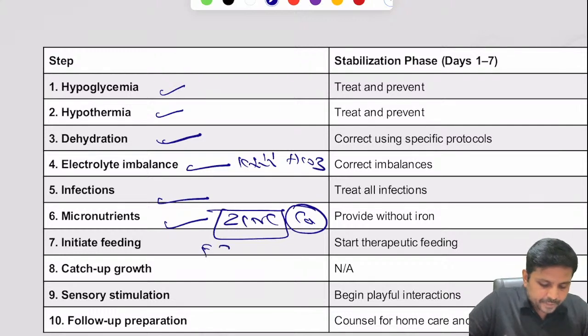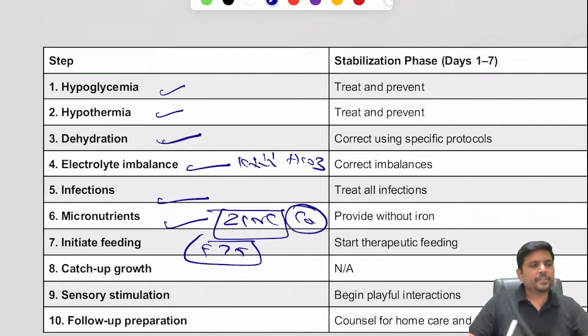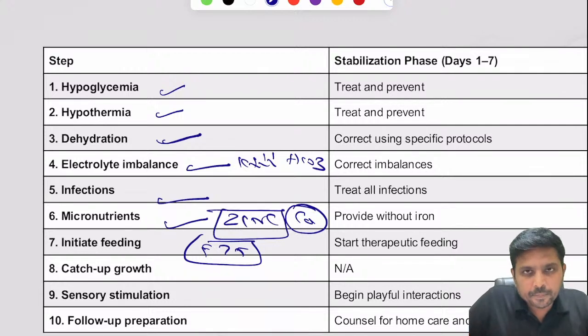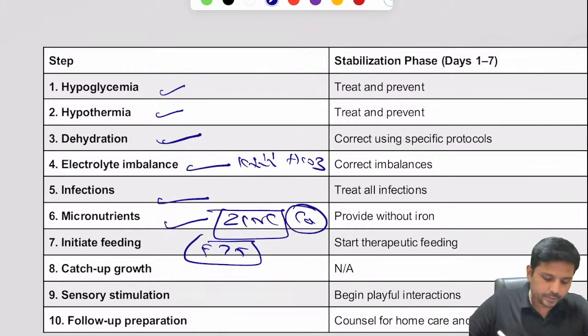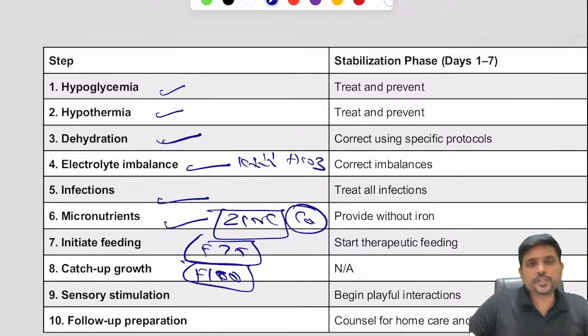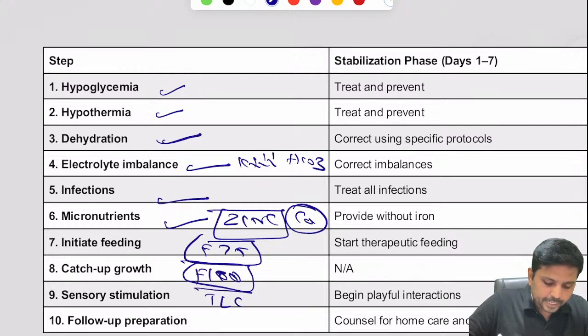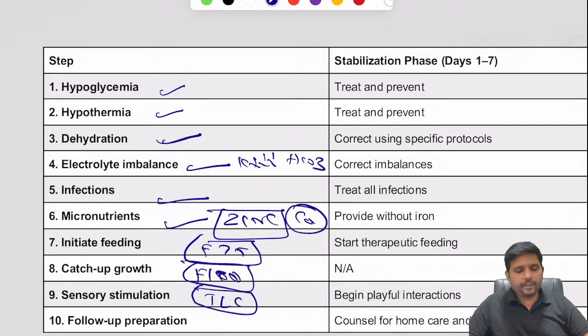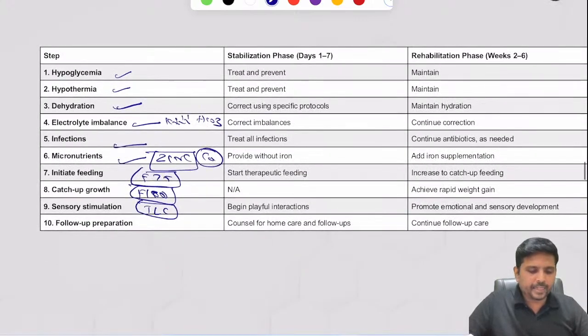Initiate feeding with the F75 formula. What is called the F75 formula? 100 ml contains 75 kilocalories. And then for catch up growth, the F100 formula, in which 100 ml contains 100 kilocalories. Sensory stimulation, as I told you, is tender loving care. So what do you mean by that tender loving care?